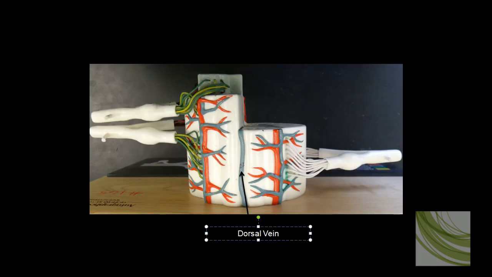And the last structure I want to point out here is the dorsal vein on the dorsal side of the spinal column. And that concludes my discussion of the cross-sectional model of the spinal column.